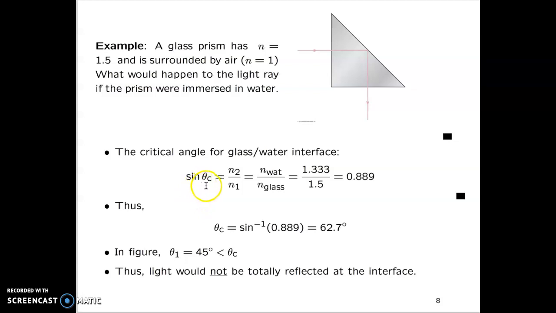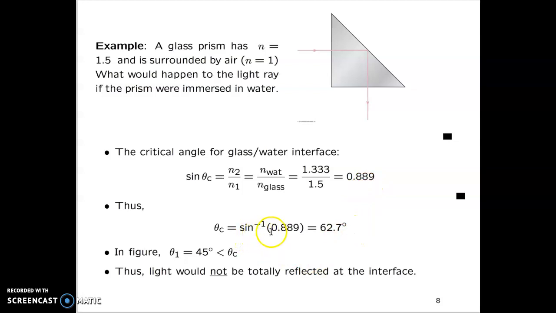We have our equation. The sine of theta sub c is the ratio of the two indices of refraction. And so medium number 2, that's outside over here, that's water. Medium number 1, that's inside, that's glass. So you look up these numbers. Water is 1.333. Glass, remember there is a range of values for glass. We're given this information for this particular glass. The index of refraction is 1.5. So we calculate that ratio, and we have the sine of theta sub c is equal to 0.889.